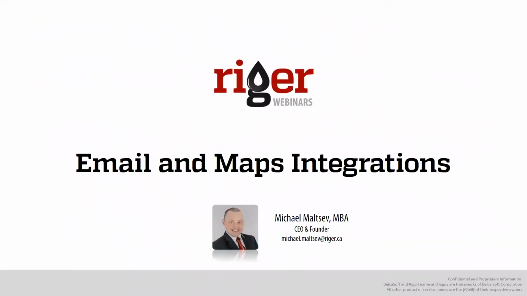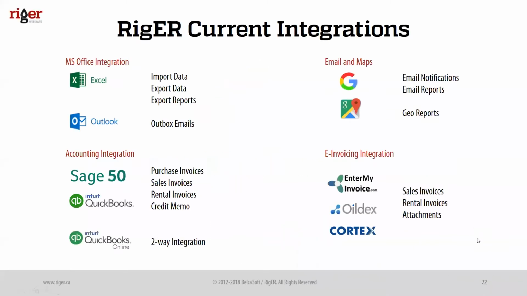When we talk about email and maps integration, it's a pretty straightforward process. In terms of our current situation, we have Office integration with import data, export data, export reports, and outbox emails, and email and mapping. It can be a very useful thing when we do email notifications about some events in RigER, or email reports. Moreover, we can do report scheduling. We can schedule the reports and build a calendar for when you need to send some reports to a particular recipient. And of course, we use maps to present the current situation of oilfield activity on a map.